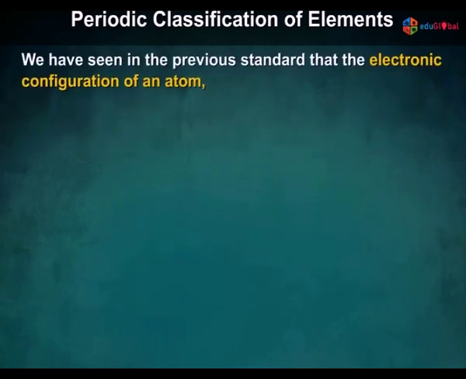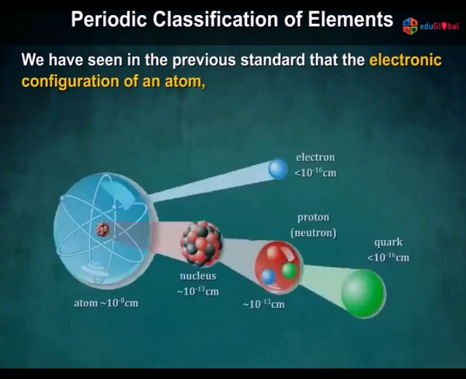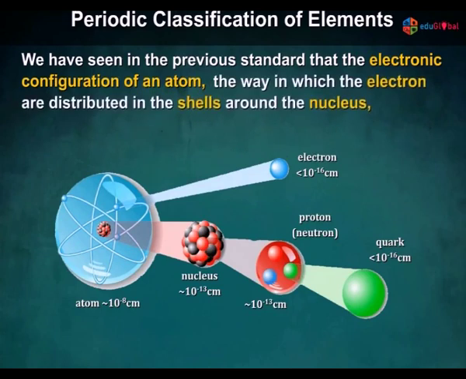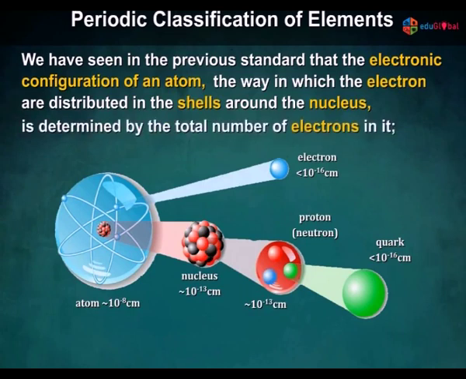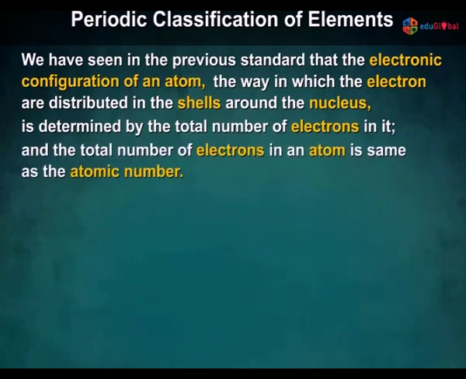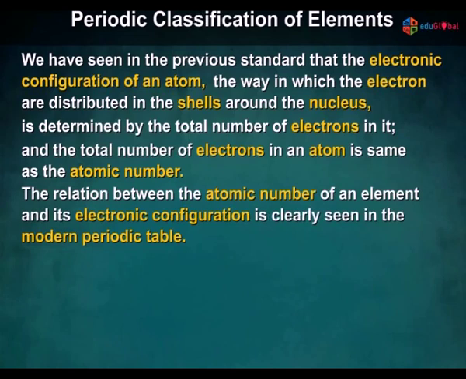We have seen in the previous standard that the electronic configuration of an atom, the way in which the electrons are distributed in the shells around the nucleus, is determined by the total number of electrons in it, and the total number of electrons in an atom is the same as the atomic number. The relation between the atomic number of an element and its electronic configuration is clearly seen in the modern periodic table.